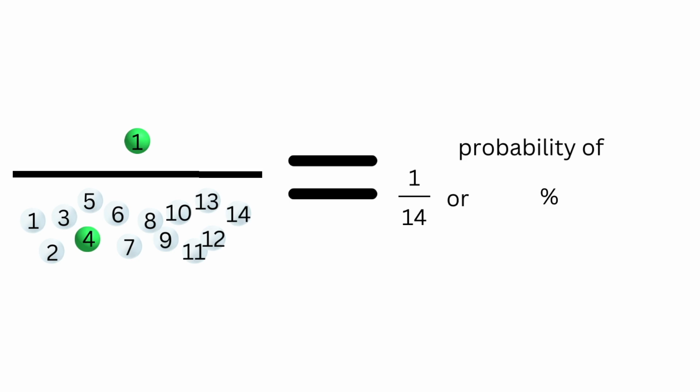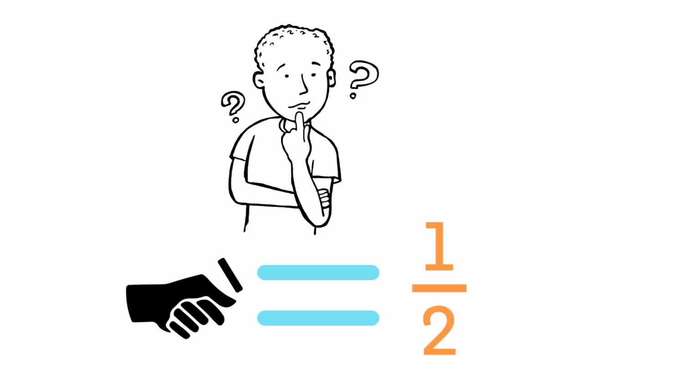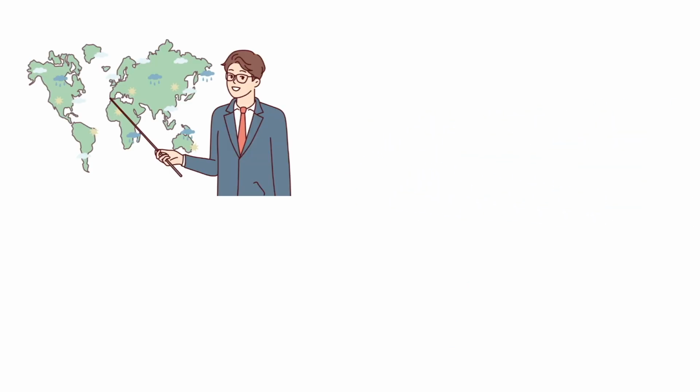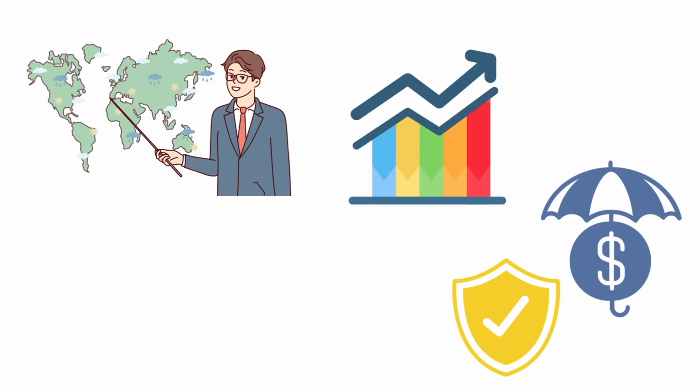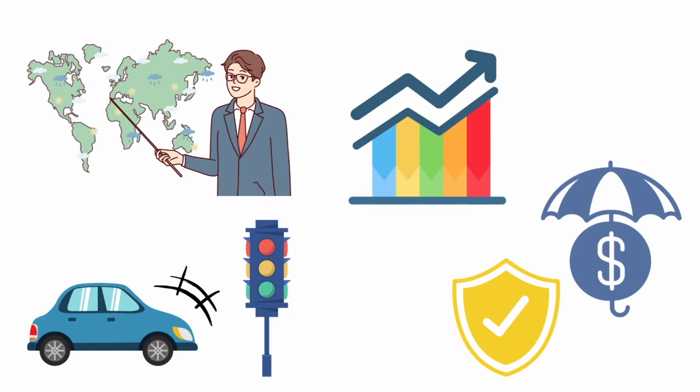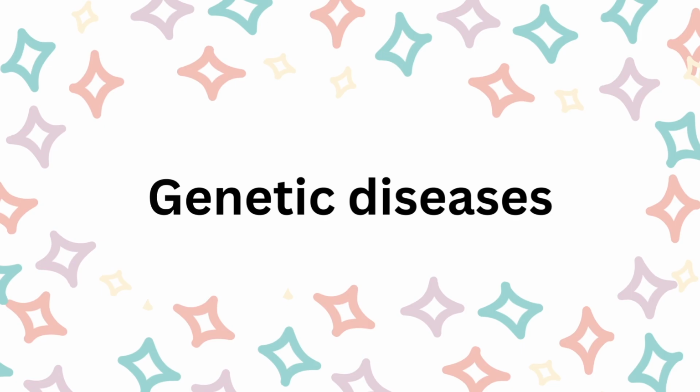The number can also be expressed as a percentage, in which case the probability would be 7.143%, and it can also be expressed as a decimal, in which case it would be 0.071. Probability is a very useful tool which is applied to many real-world situations, including weather forecasting, insurance, stock market predictions, traffic signals, and most importantly, genetic diseases.